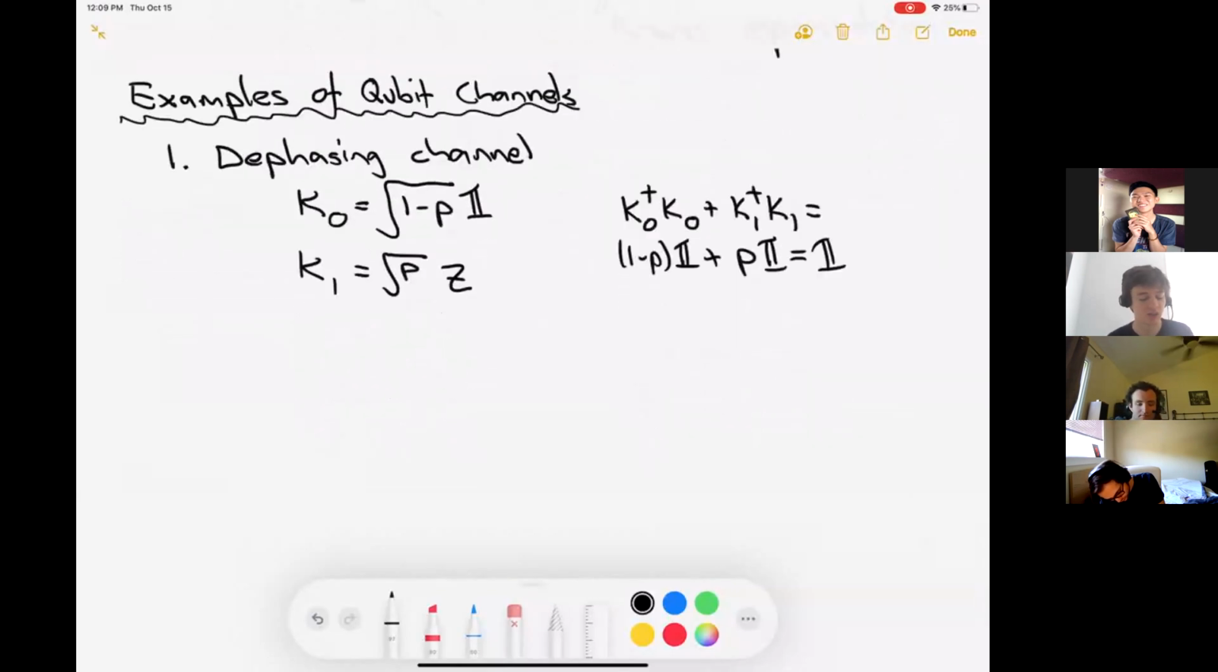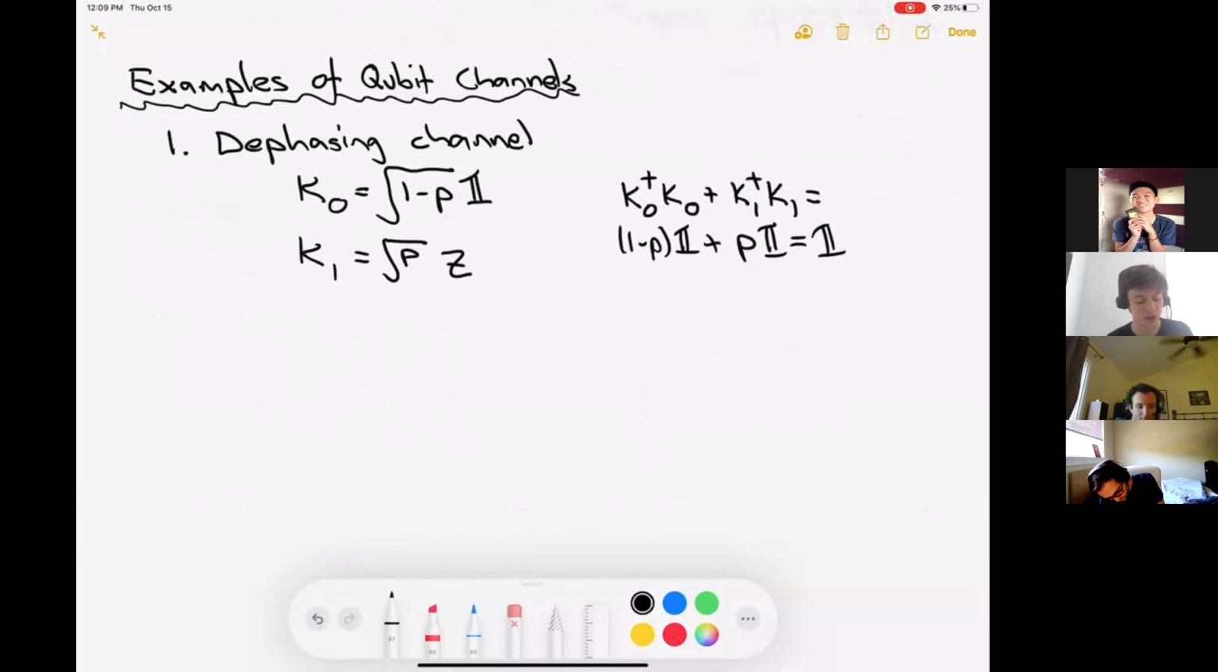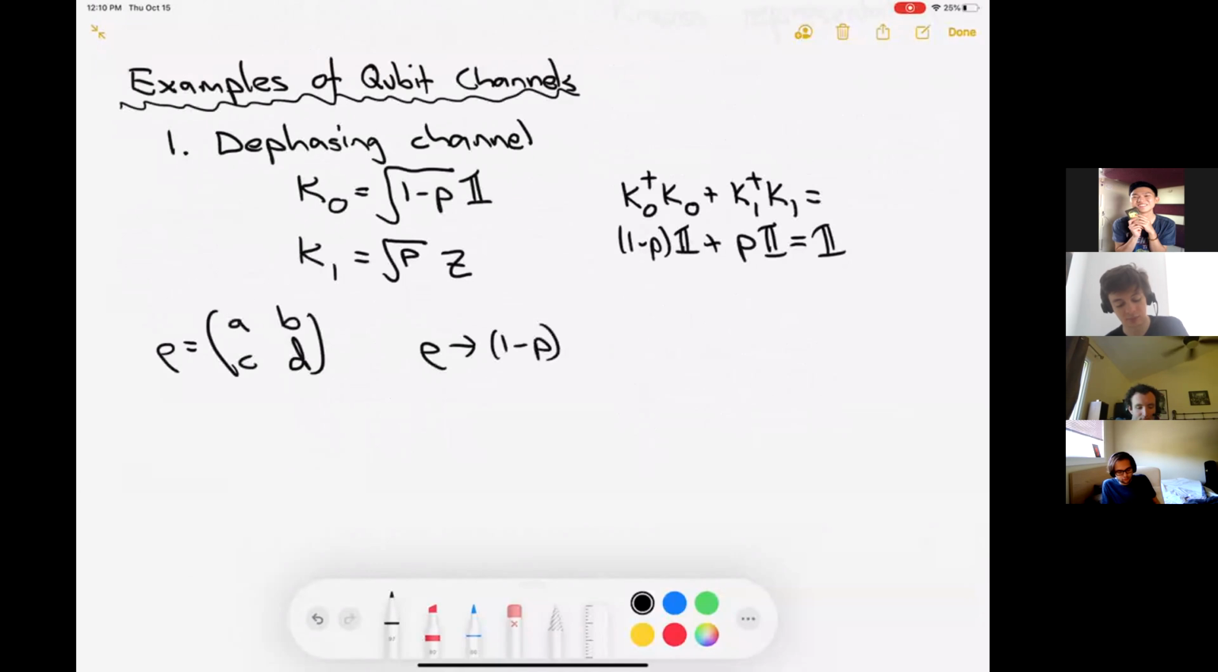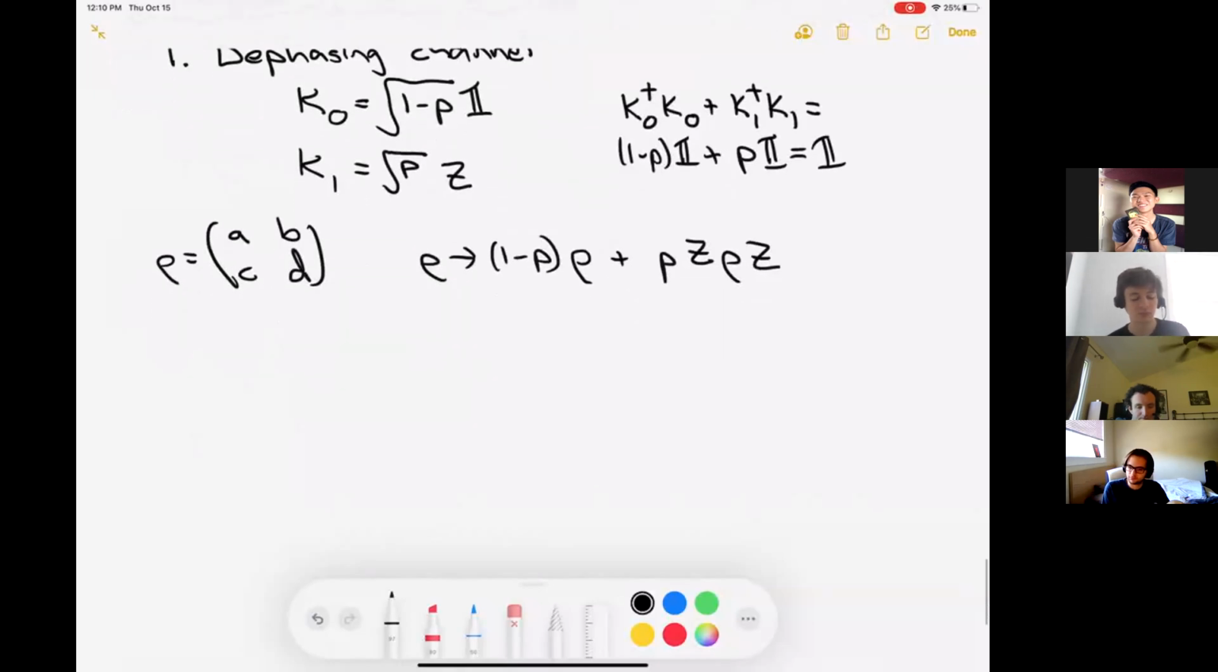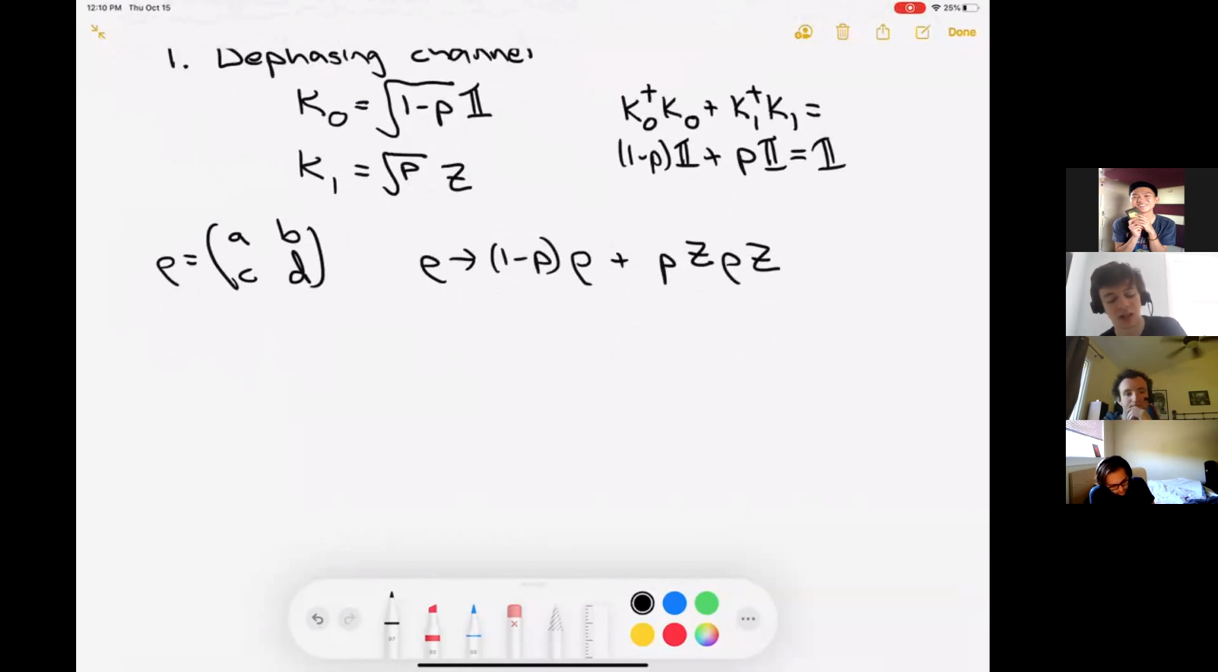So now we can look at what this does to a density matrix rho. Say rho equals A, B, C, D. So rho goes to 1 minus p times the identity times rho times the identity dagger, that's just rho, plus p times Z rho Z dagger, which is just Z. I know what I screwed up here. We want to make this p over 2, and this p over 2. Sorry about that. I'll change my definition of p.